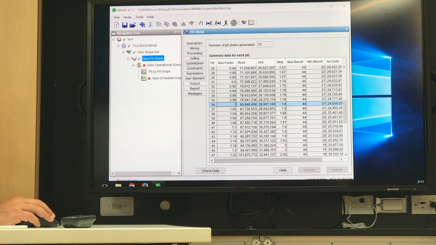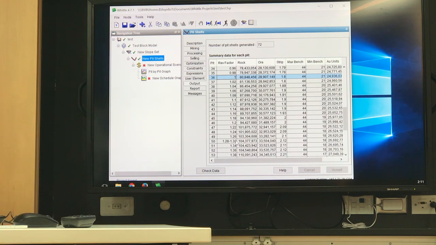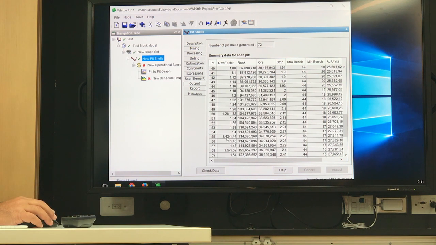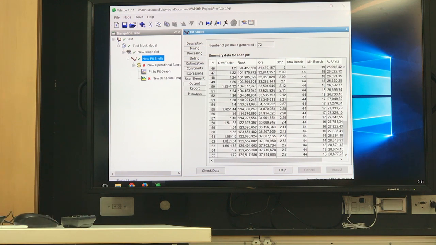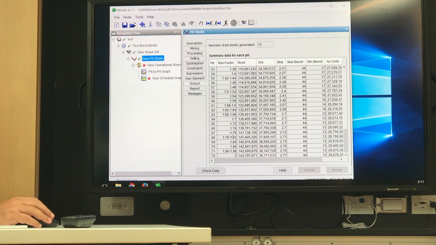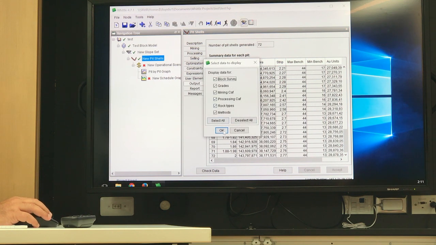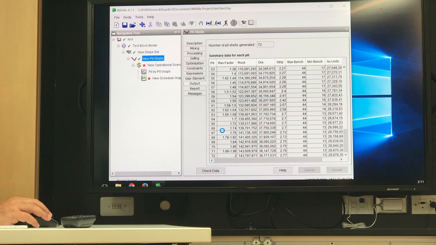Okay, you may see that some of those revenue factors, for example, 1.28 and 1.32, have been listed together. Why? Because between 1.28 and 1.32, it's going to give you exactly the same result. The pit shells are not going to change too much. So that's why it couldn't generate 86 pit shells, but less than that. Okay, so how many? 72 have been generated. Now, can we look at the pit shells? Yes, the answer is yes, and we will go and look at the pit shells.